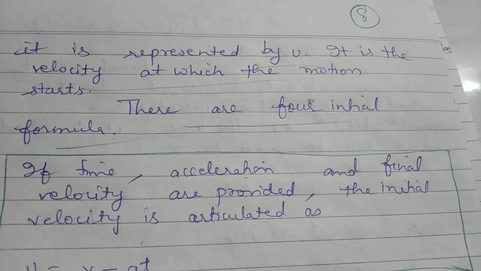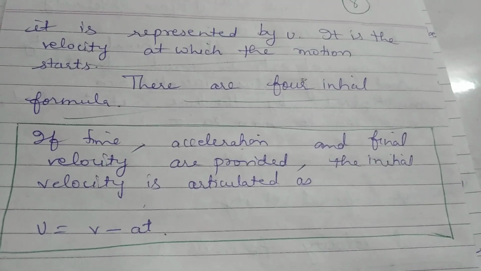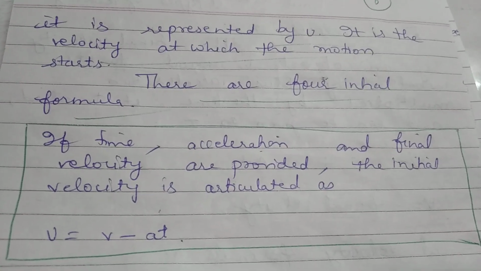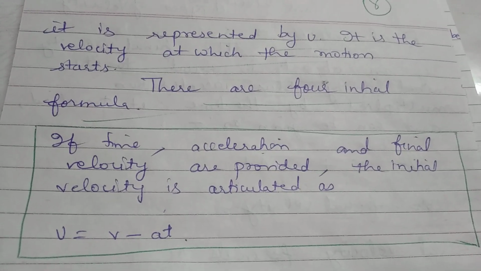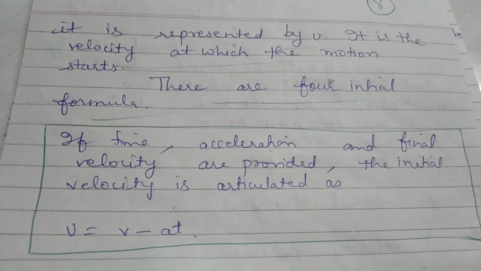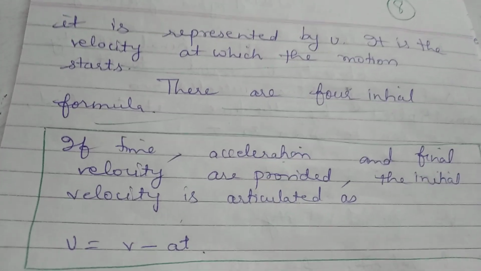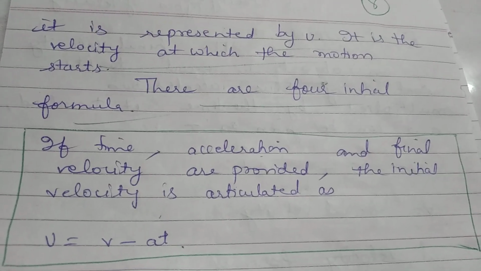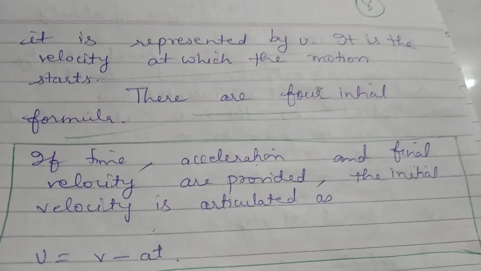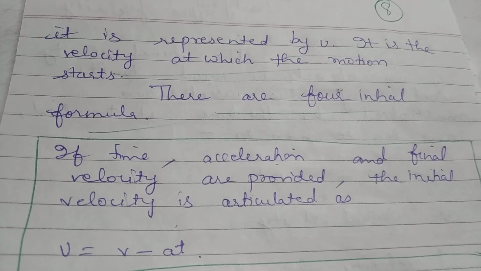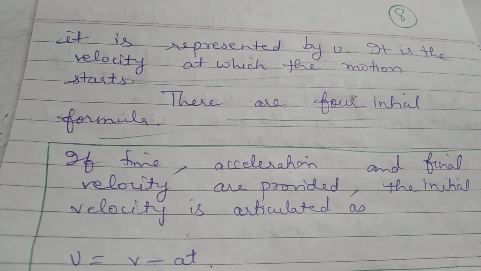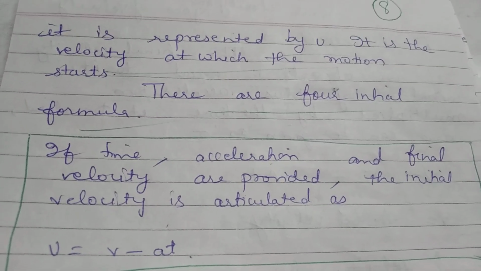There are 4 initial velocity formulas. If time, acceleration and final velocity are provided, initial velocity is calculated as u is equal to v minus at. It is the initial velocity formula. u is equal to v minus at, where u is the initial velocity, v is the final velocity, a is the acceleration, t is the time.